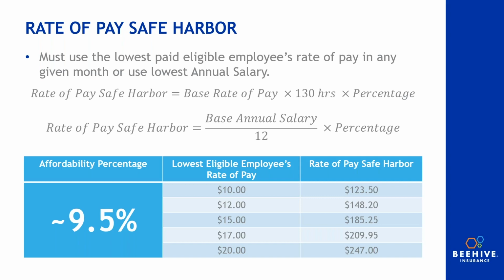This may be a recommendation that we may give you to say, hey, we noticed that some of your employees are only making $15 an hour, but if you paid them $17 an hour, you could use the rate of pay safe harbor and know that it's affordable, all at the cost of just giving 1 or 2 employees a $1 or $2 raise. So we may make recommendations like that to increase your employee's rate of pay so that you as an employer don't have to pay as much towards benefits.